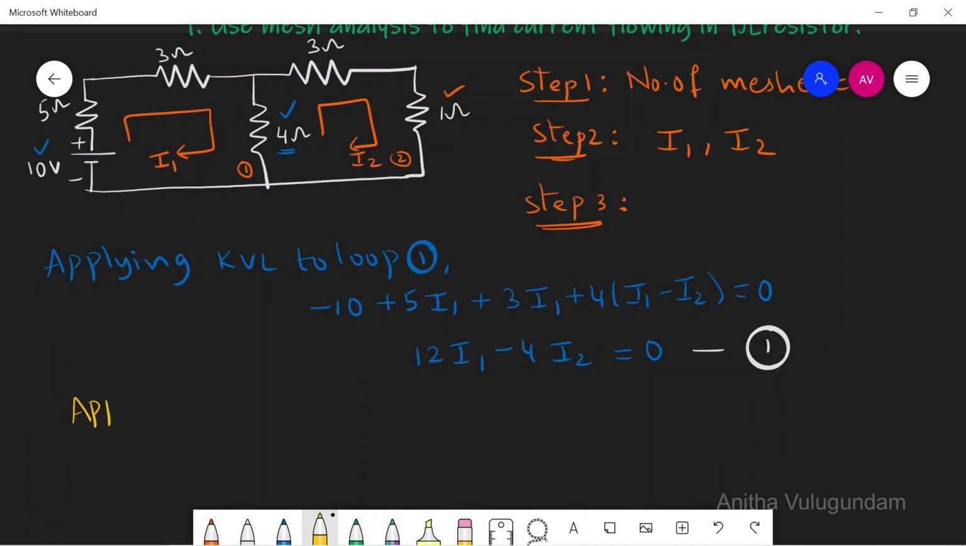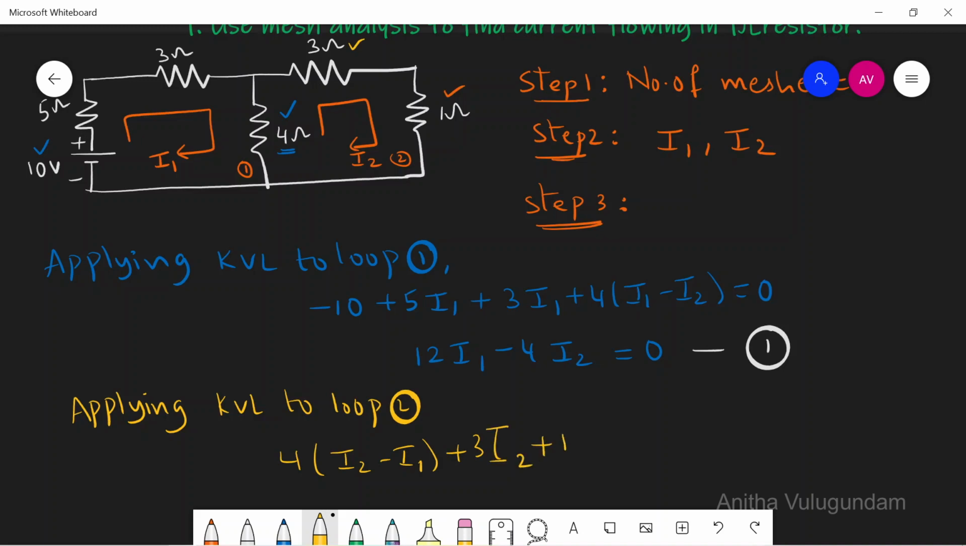Next, applying KVL to loop 2. Four into I2 minus I1 plus 3 into I2 plus 1 into I2 equal to 0. We can rewrite this equation as minus 4I1 plus 8I2 equal to 0. Let this be equation number 2.